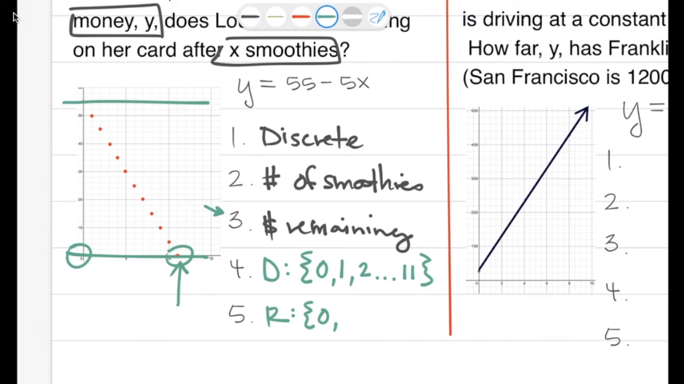The next amount of money, we wouldn't say $1 because smoothies don't cost $1. So if she has 1 more smoothie remaining, that means she has $5 on the card and then $10 on the card. So notice here, we've established a pattern. So we can say dot dot dot. And so now we can say what's the largest amount of money that Louie can have on her card, and that's the top part of your graph, which is $55 total dollars.